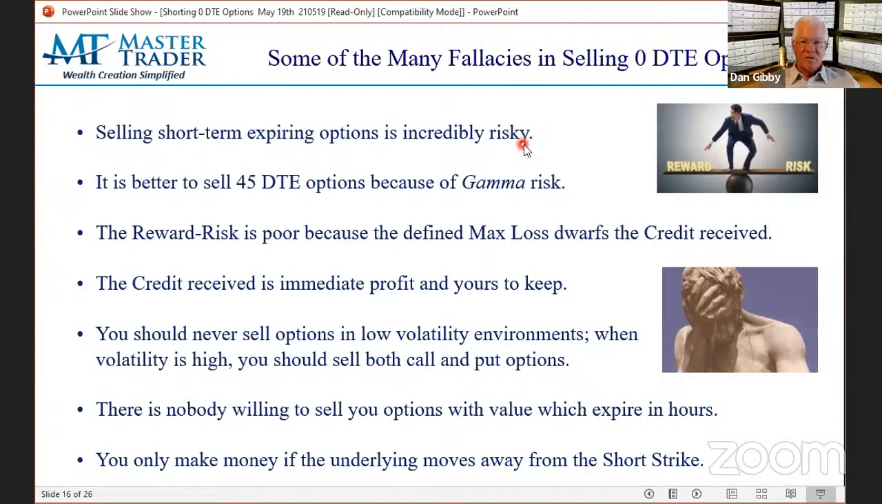Selling short-term options is incredibly risky. That's the most time decay. If you're using charts or approach, that's the least risky time to do it. Greg, I'd rather have risk for 4 hours than 4 weeks. It makes no sense to me.